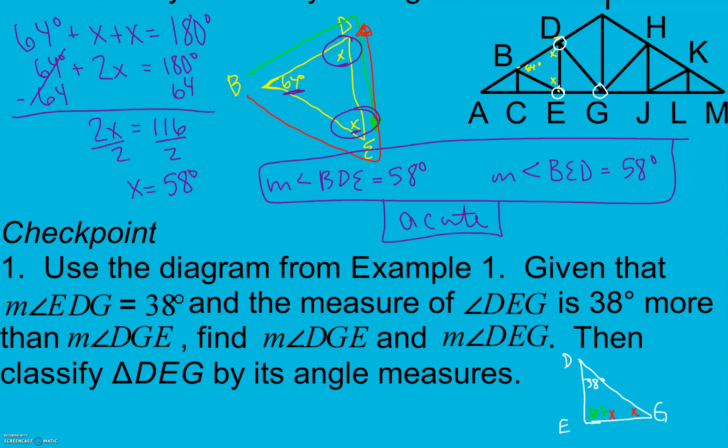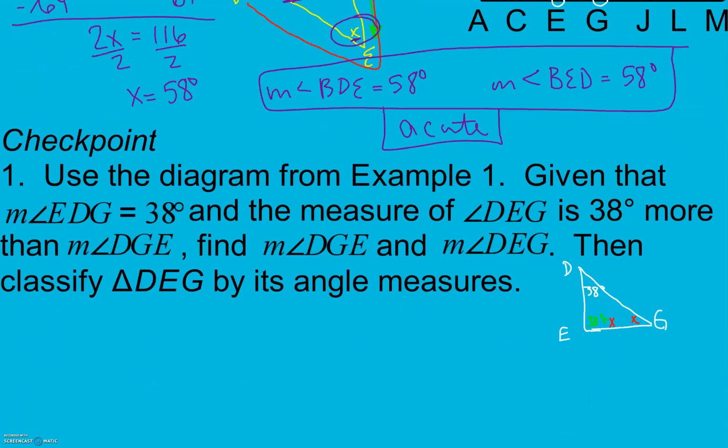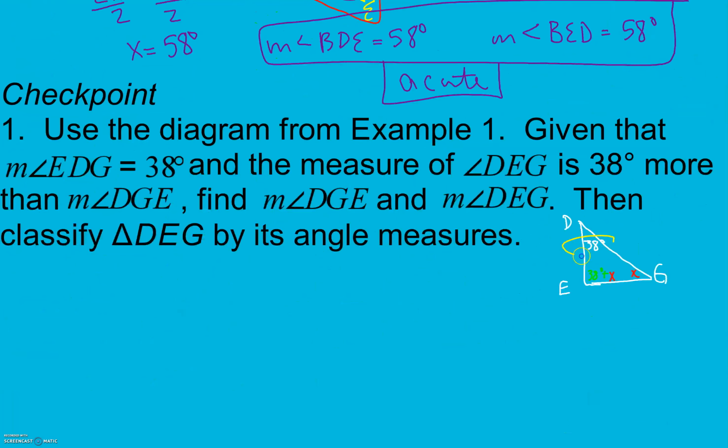Now, because we know that all of our angles have to add up to 180 degrees, I can take each of my angles, 38 plus x plus 38 degrees plus x. Keep in mind those are in degrees. And set it equal to 180 degrees. So I took my three angles, added them up. Now I'm going to combine like terms. x plus x is 2x. 38 plus 38 is 76. Set it equal to 180.